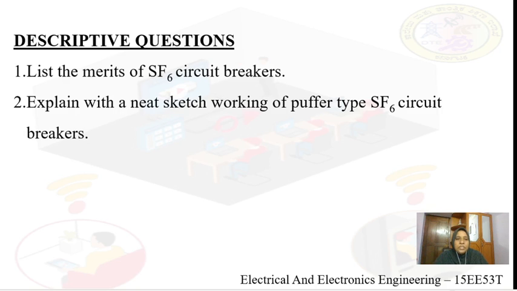Coming to the second question, explain with a neat sketch the working of puffer type SF6 circuit breaker. This question usually comes in the examination for 10 marks. So you are supposed to draw the sketch. In the sketch you have to draw both figure A and figure B. In figure A you have to show the moving contact and the fixed contact in a closed position, and the gas should be in a non-compressed state. Coming to figure B, you should show the separation of the moving contact from the fixed contact. Arc should be present there and the gas is in the compressed state. These are the important points you have to keep in mind when drawing your sketch. So both the sketches you have to draw.